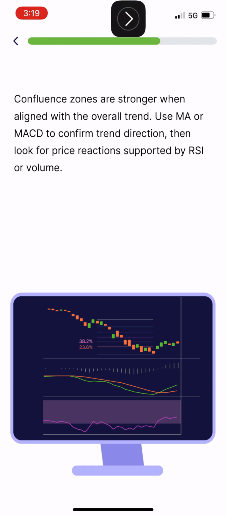Confluence zones are stronger when aligned with the overall trend. Use MA or MACD to confirm trend direction, then look for price reactions supported by RSI or volume.